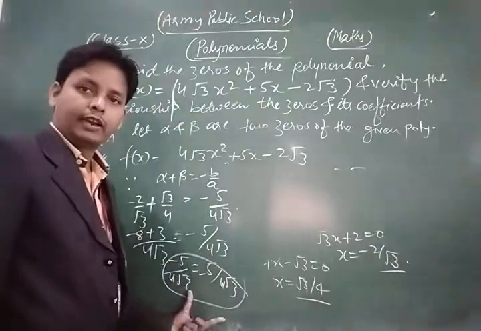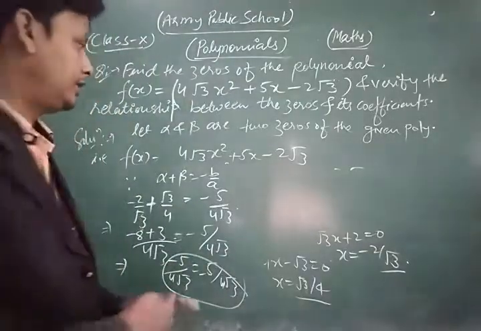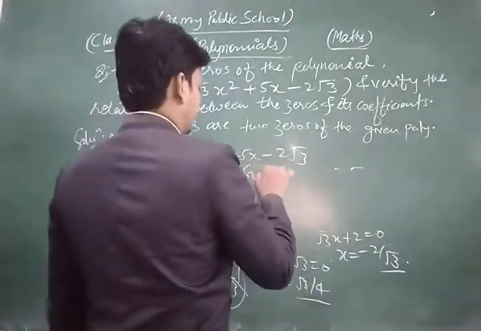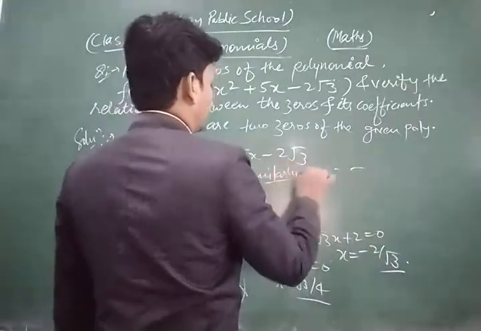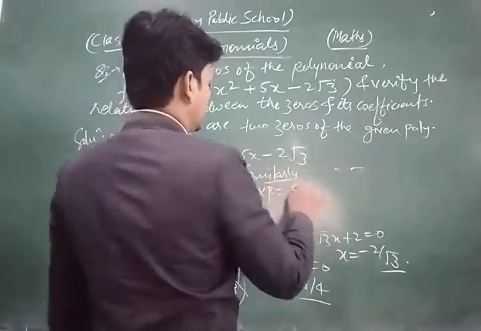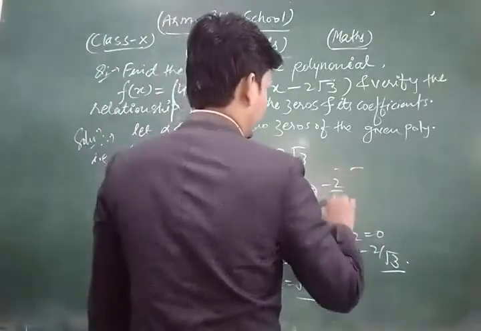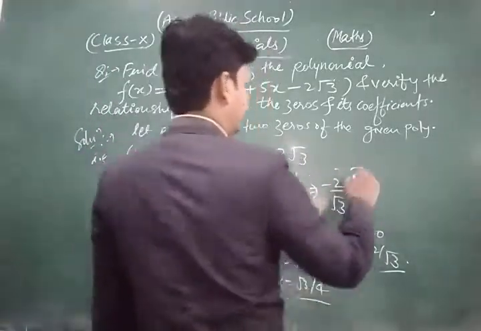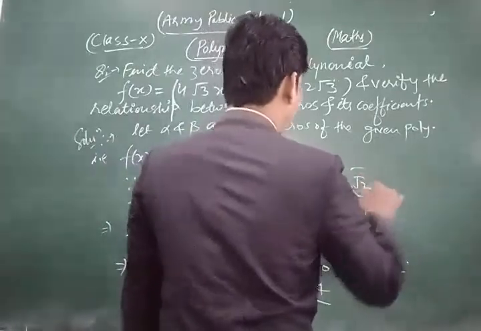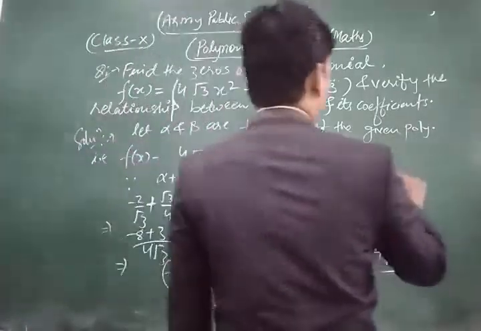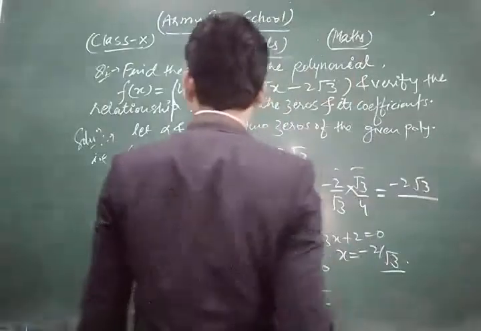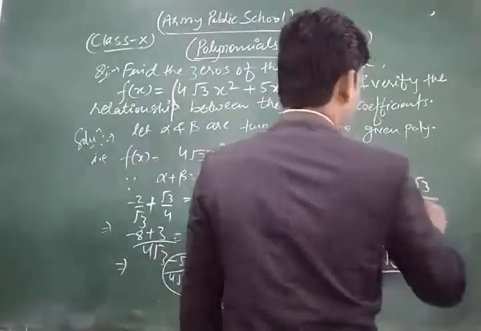So hence verified. Similarly, dear students, the product of zeros, alpha into beta, is equal to c upon a. Now look, alpha is minus 2 upon root 3 and beta is root 3 upon 4, and this is equal to c upon a. Here c is minus 2 root 3 and a is 4 root 3. Now look.